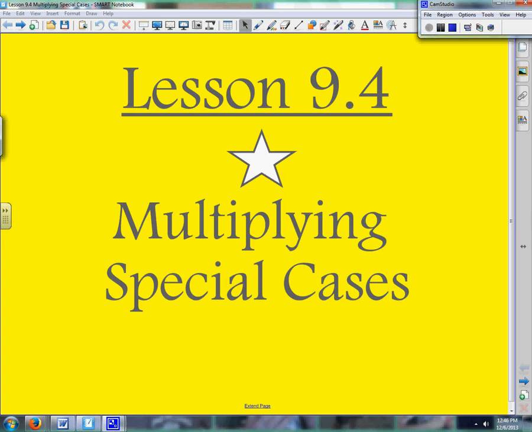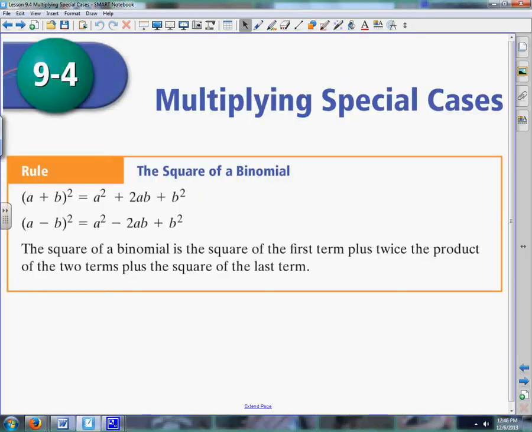Hello, mathematicians. This is lesson 9.4, multiplying special cases. That sounds exciting, doesn't it? So, multiplying special cases, here is one, and this is the rule of the binomial.